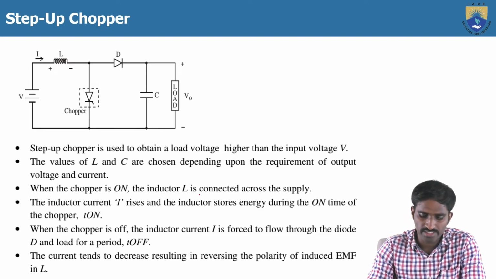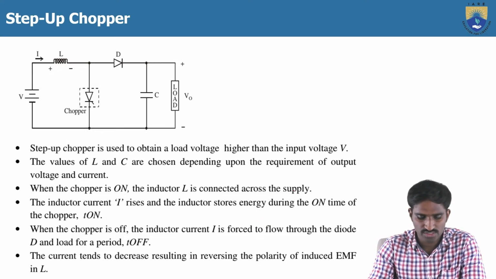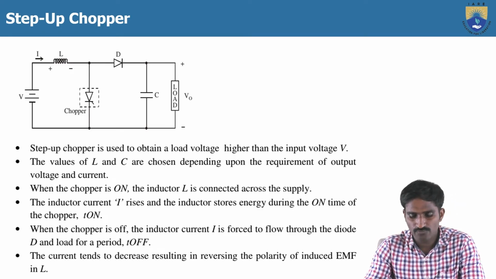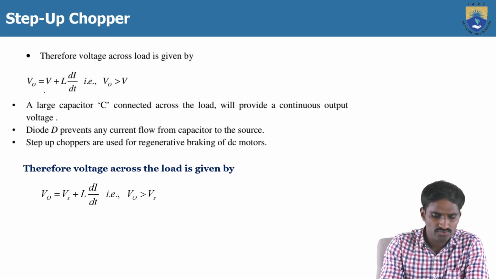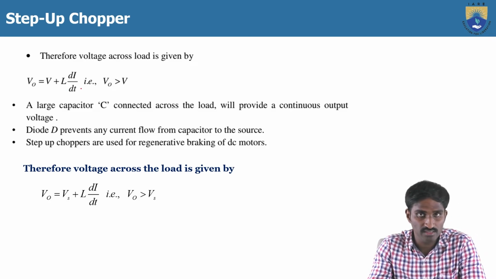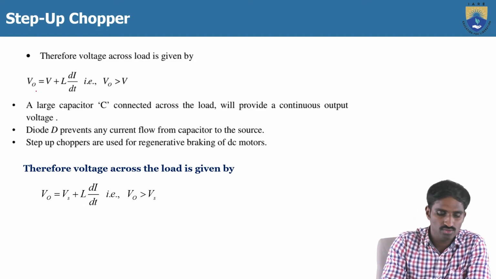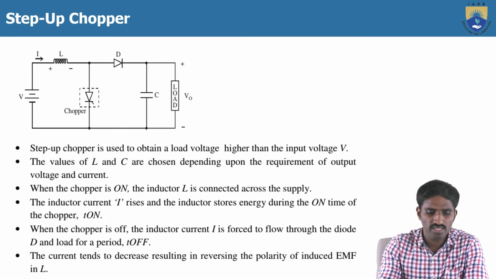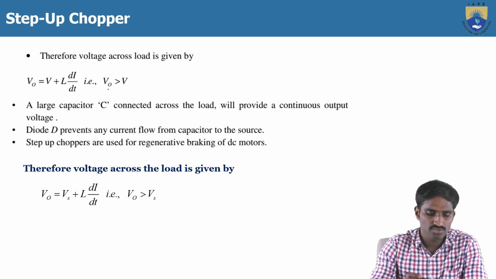And when the chopper is on, the inductor L is connected across the supply, so the inductor current I rises and stores energy during the switch on time. And when the chopper is off, the inductor current is forced to flow through the diode D and the load. Here L into di by dt is nothing but VL, the voltage across the inductor. Here V is the input voltage, so the output voltage V naught, by simple KVL that you can apply, you will get the equation V naught is equal to V plus L into di by dt, right? So that V naught is greater than V.